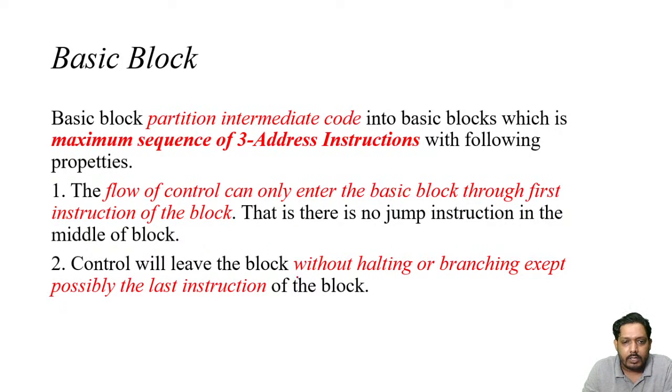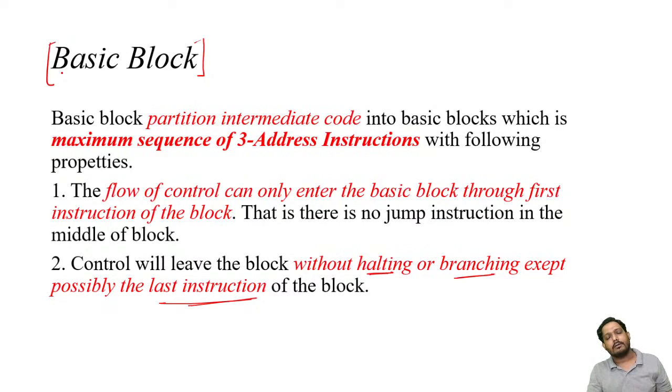That is the same thing here. Control will leave the block without halting or branching, except possibly at the last instruction. So what are we interested in? We are interested in the three address code generated by a compiler, or that phase, the intermediate code generator. We are dividing the entire three address code into basic blocks.